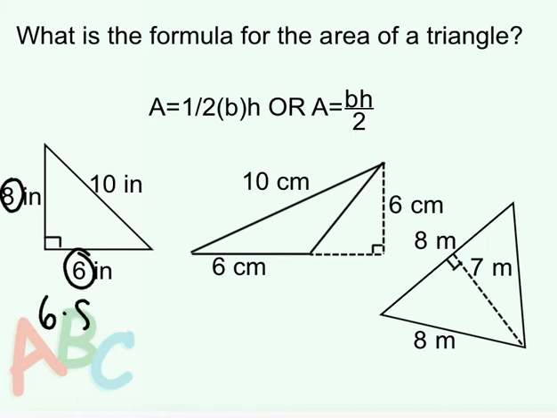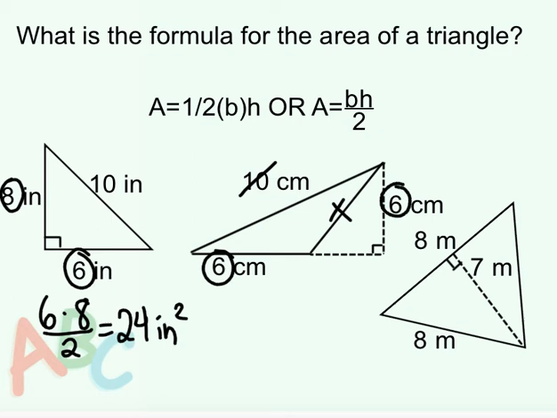So we do 6 times 8 divided by 2. The area of this is 24 inches squared. We're talking about area, so our units are squared. For the second one, remember we can't use a slanted height, okay? Or even this one, we can't use that because it's slanted. So we're left with 6 and 6. Because that 6 right here, that is the height. We need it to be perpendicular to the base, which means that it connects at a 90-degree angle. So we do 6 times 6 divided by 2, that's 36, divided by 2, which is 18 centimeters squared.